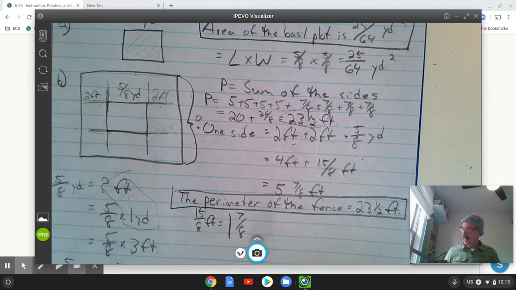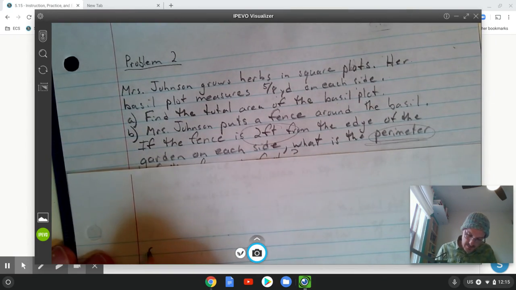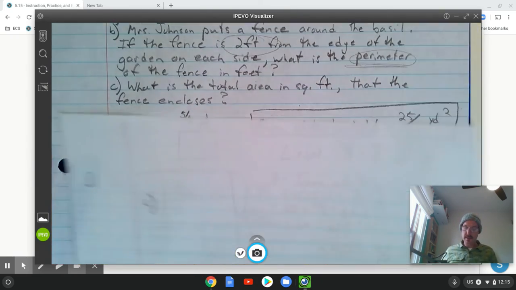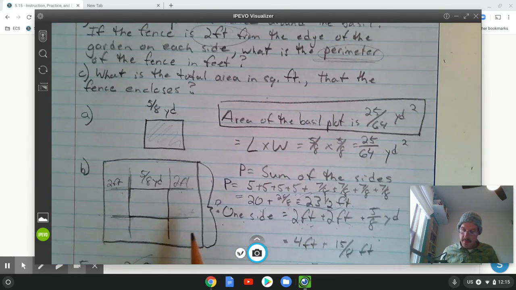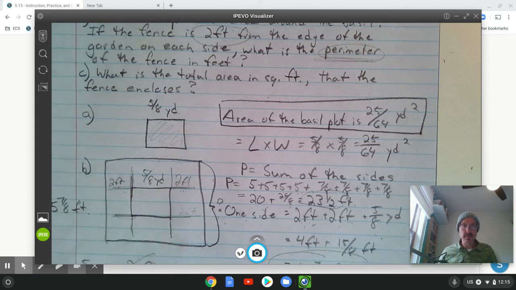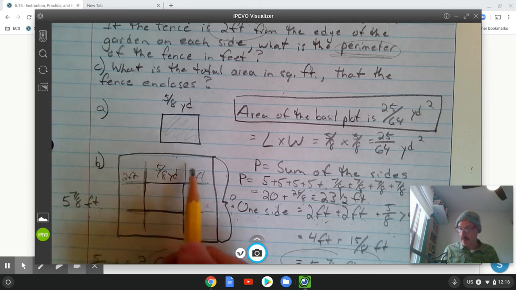All right, now we still need to do C. So for part C, what is the total area in square feet that the fence encloses? So we determined that the side is, where's the side? 5 and 7/8. So the area that the fence encloses is 5 and 7/8 feet times 5 and 7/8 feet, because that's what each side is.